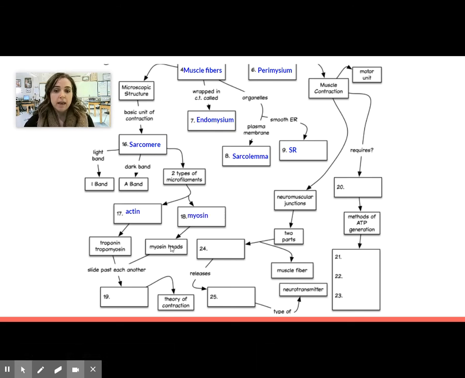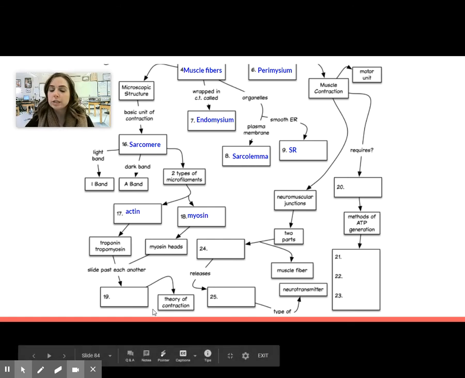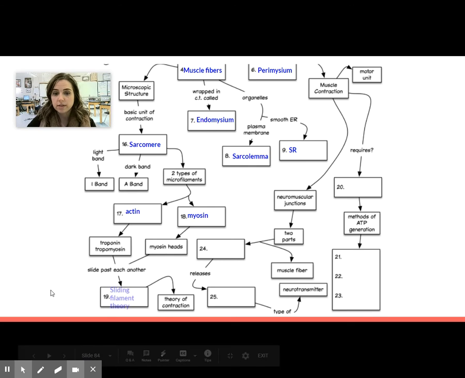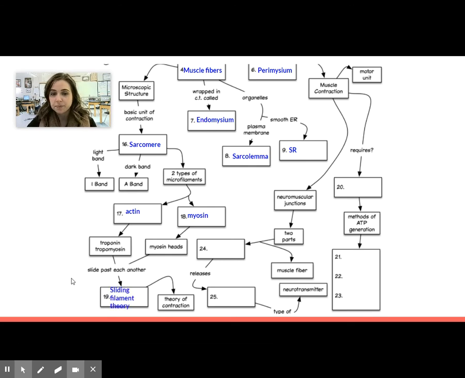Good. And they are going to be sliding past one another, okay, which is the theory of contraction. So how we describe how muscles contract is called the sliding filament theory. It's just this concept where troponin and tropomyosin get out of the way. When calcium is present, then the myosin heads can bind to actin, and then they slide past each other. That whole concept is called the sliding filament theory.